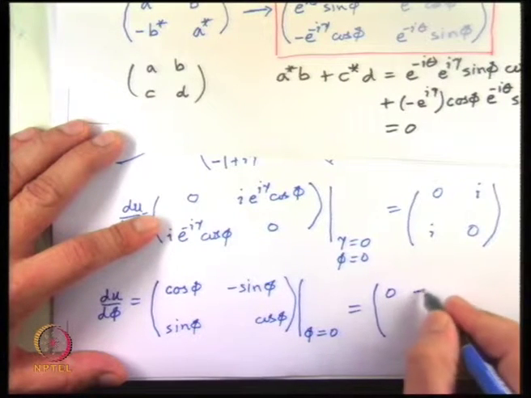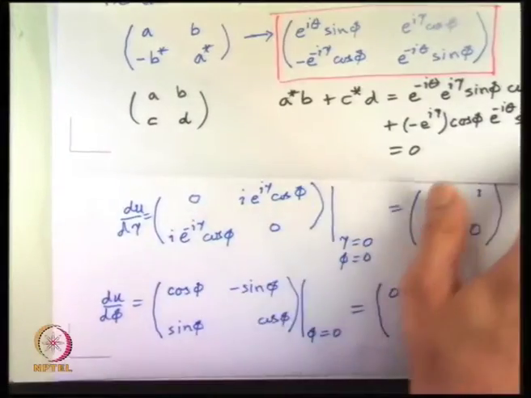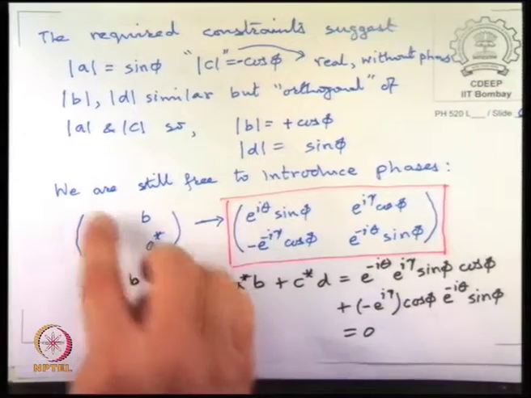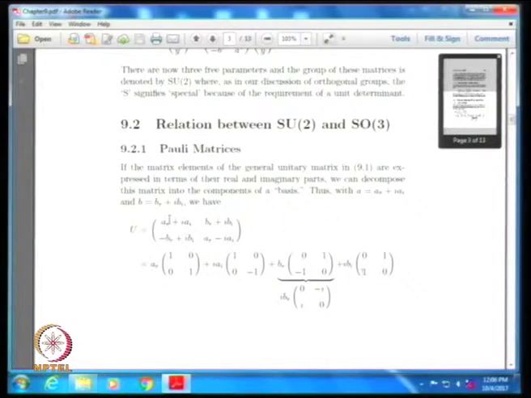It becomes 0 minus 1, 1 0. Okay, so let me show you the other notes that I am looking at. This one simply begins by writing out the structure. We had A, minus B star, B, A star. So if we write out as A, minus B star, B, A star, so write real part, imaginary part, real part, imaginary part. This is A, this is A star, this is B, and this is minus B star.